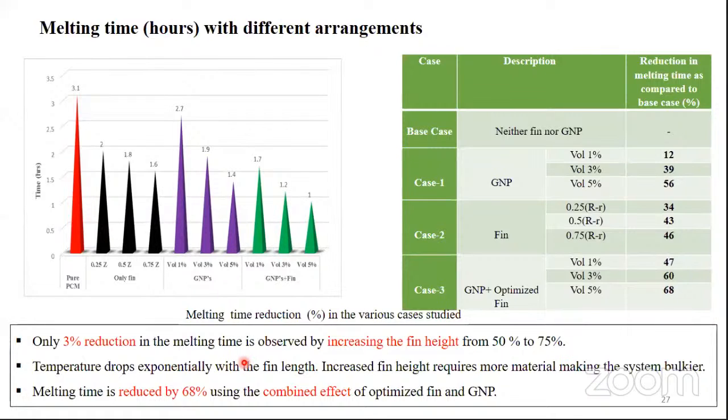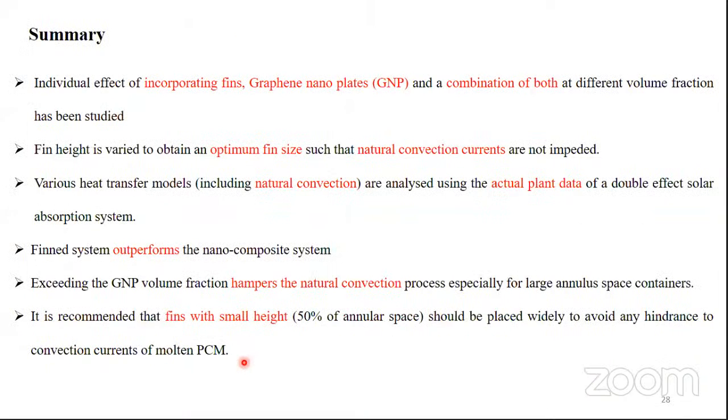Now, the temperature drops exponentially with the fin height. Increased fin height requires more material, making the system bulkier. Now, melting time is reduced by 68% when we have the combined effect of both fin and graphene nanoplatelets, which is quite beneficial for this type of system and can be useful for designing it.